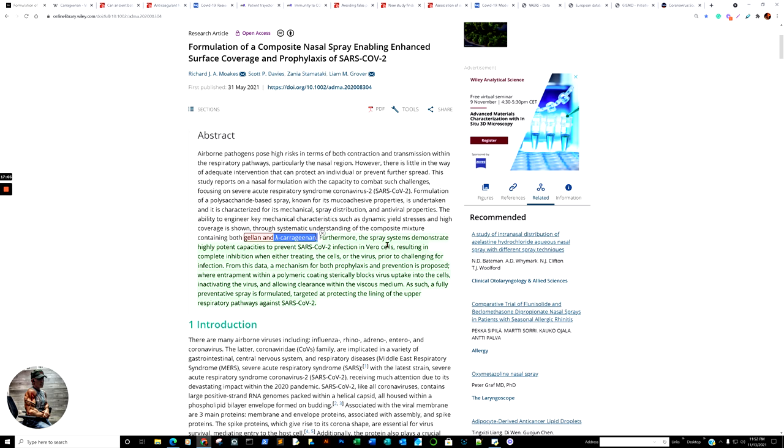Furthermore, the spray, which is a nasal spray, systems demonstrate highly potent capacities to prevent SARS-CoV-2 infection in viral cells, resulting in complete inhibition when either treating the cells or the virus prior to challenging for infection. From this data, a mechanism for both prophylaxis and prevention is proposed, where entrapment within polymeric coating sterically blocks virus uptake into the cells, inactivating the virus and allowing clearance within the viscous medium. As such, a fully preventative spray is formulated, targeted at protecting the lining of the upper respiratory pathways against SARS-CoV-2. That's a pretty amazing discovery.